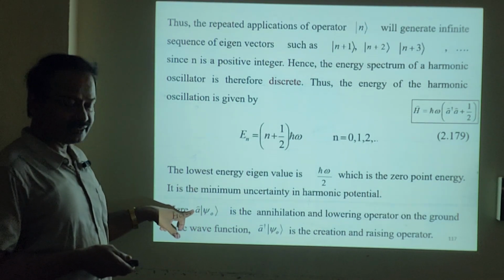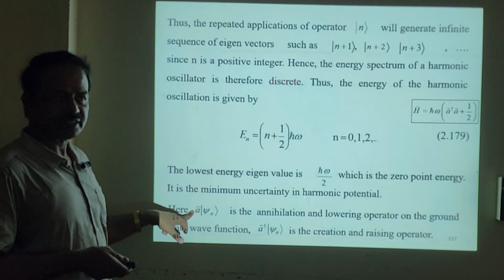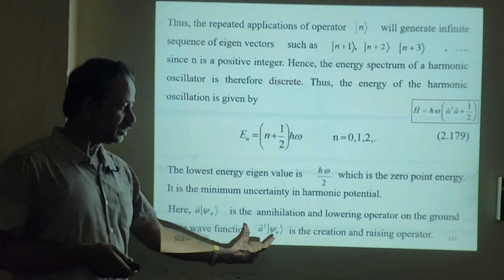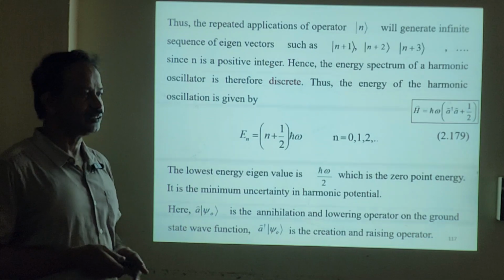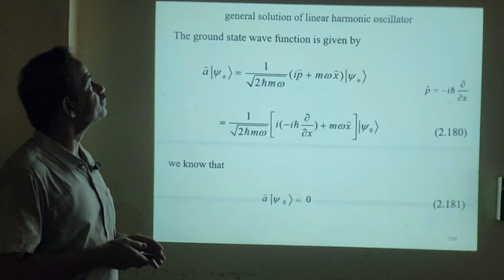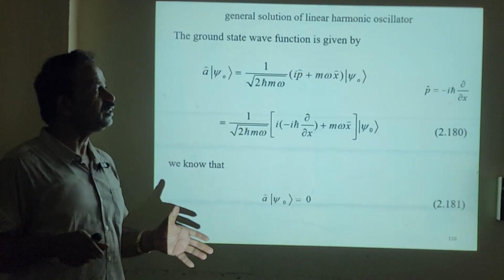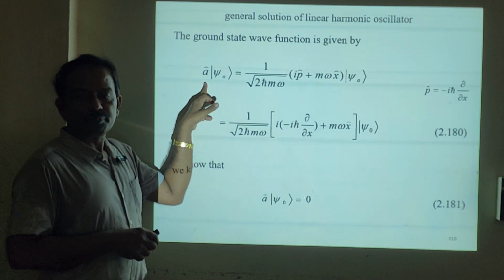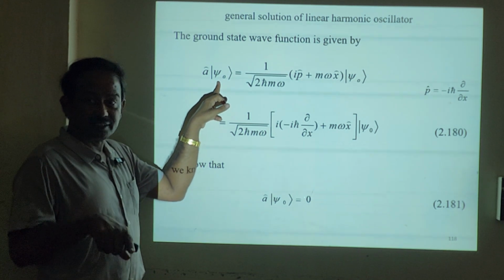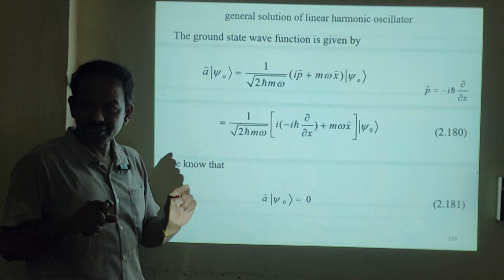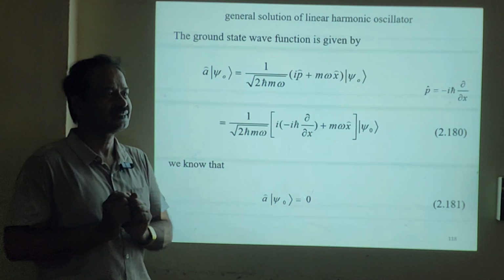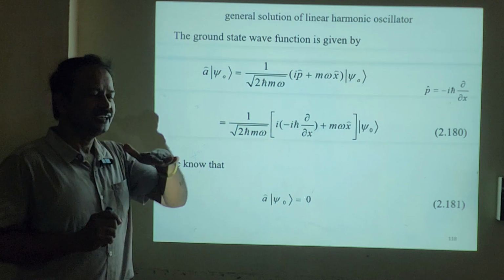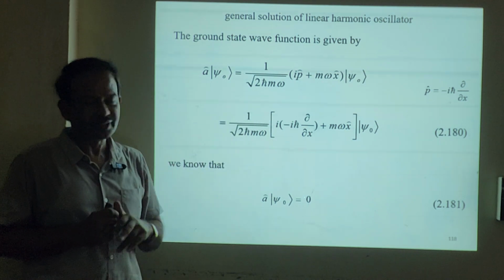So, as we said, this is an annihilation operator and this is a raising operator, the creation operator. Now we'll go for the general solution of the linear harmonic oscillator. A operator operates on ψ0, the ground state. What will be the answer? You just guess. Ground state is the lowest one.